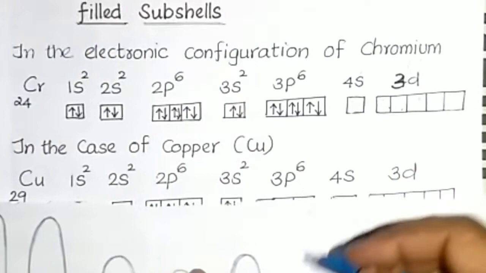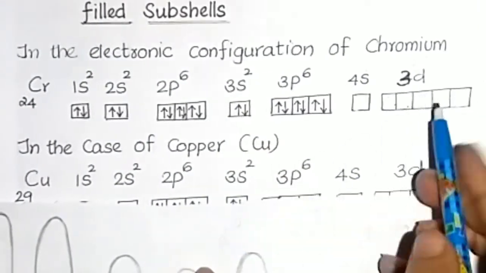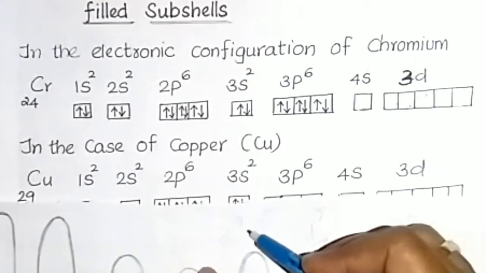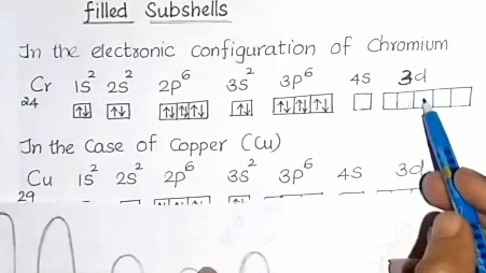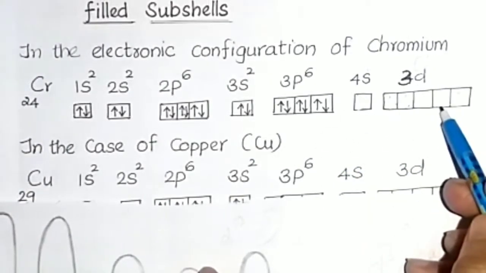In a d orbital, a maximum of 10 electrons can be accommodated, maximum d10, but here only a d5 configuration is there. That means a half filled d subshell. This half filled configuration is more stable compared to the previous one.